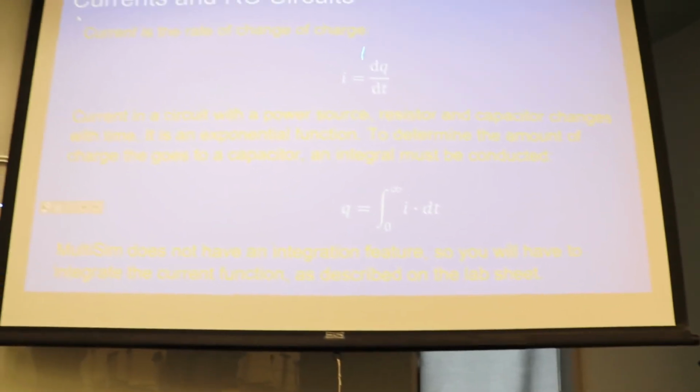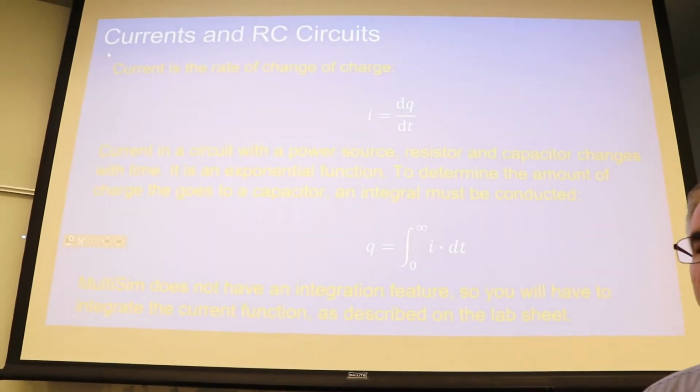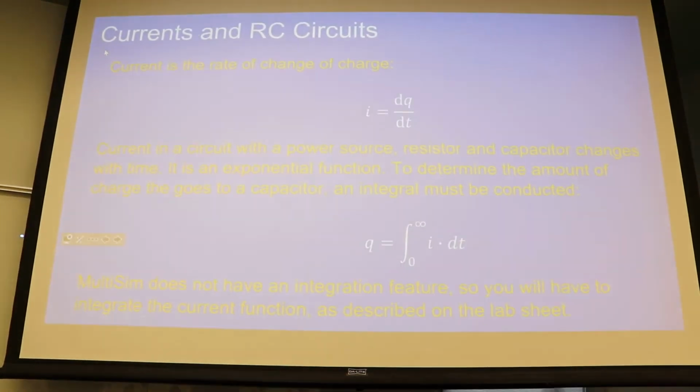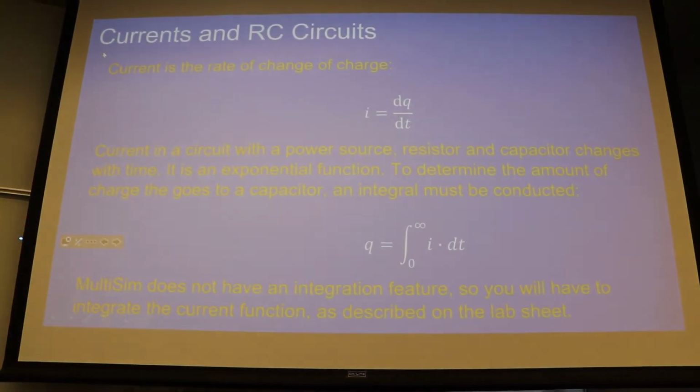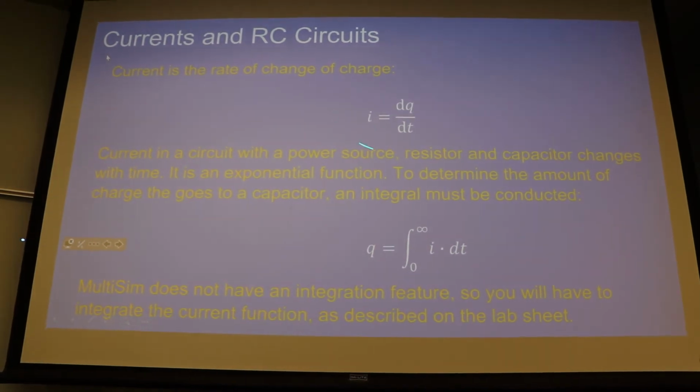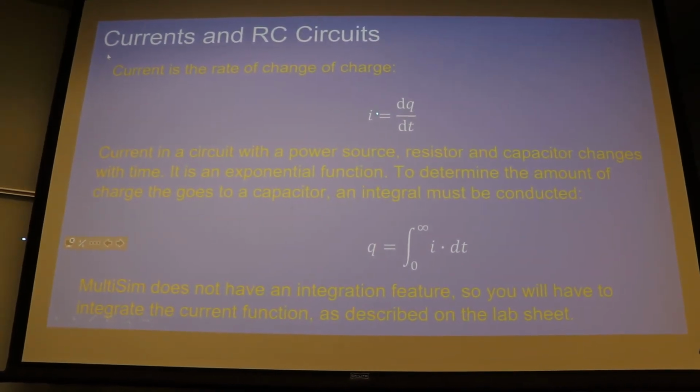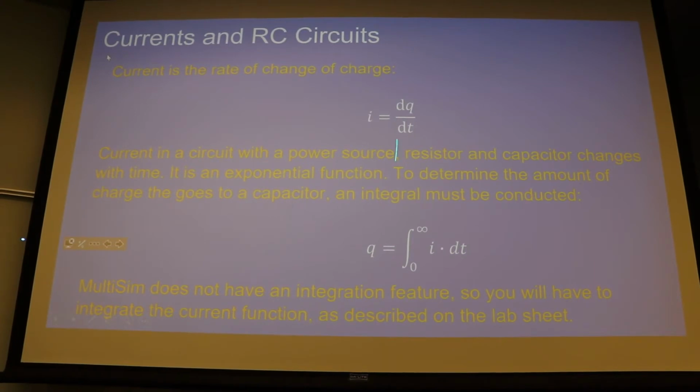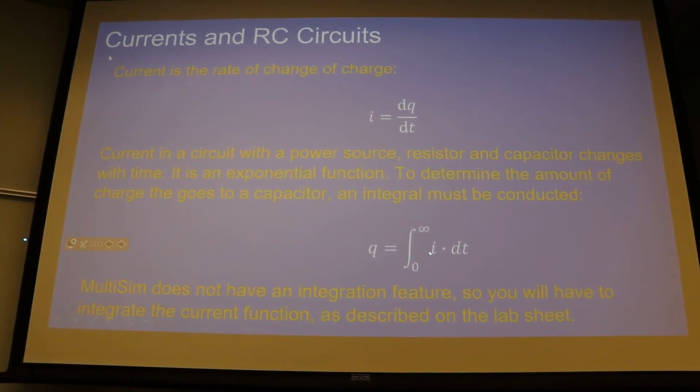So the current in the wire is changing as time goes by. Okay? So if you want to get the amount of charge that's put on a capacitor, you have to integrate the current over a certain time period. So if you take this equation right here, put dt over on the other side, and then integrate, you'll get the total charge on a capacitor.